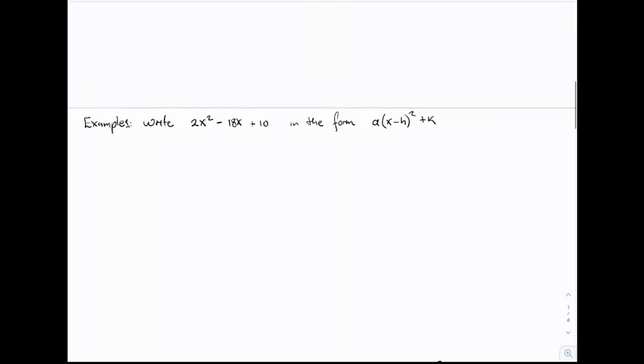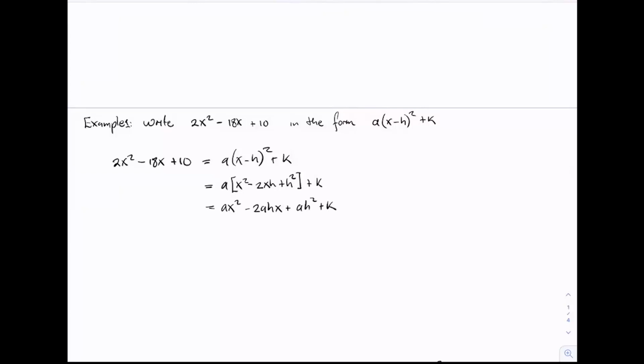Here we have our first example, which says we're to write the expression 2x squared minus 18x plus 10 in the form a(x minus h) all squared plus k. We begin by saying 2x squared minus 18x plus 10 is equal to a(x minus h) all squared plus k, and we expand our right-hand side much the same way that we did a while ago. So this becomes a times (x squared minus 2xh plus h squared) plus k. Then distributing throughout, we get ax squared minus 2ahx plus ah squared plus k.